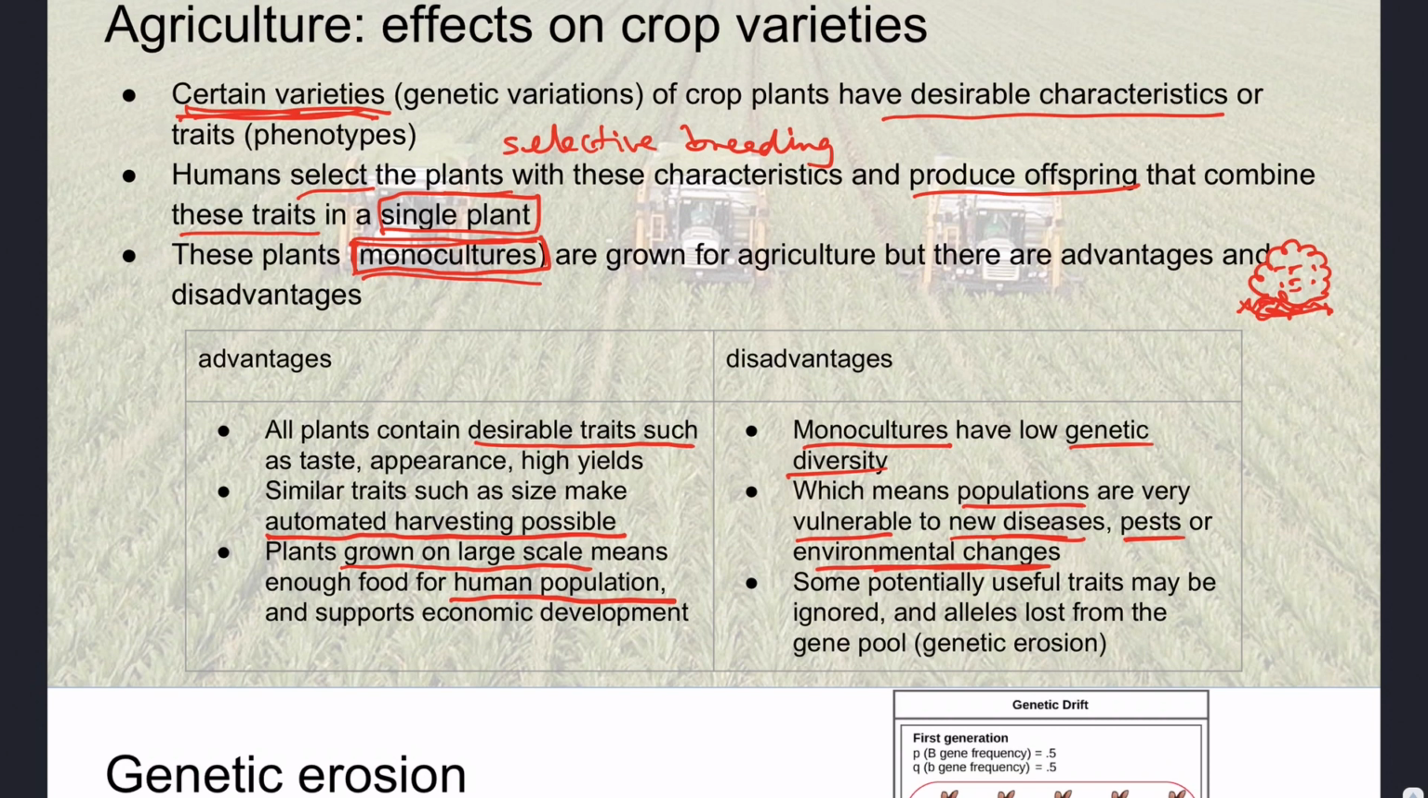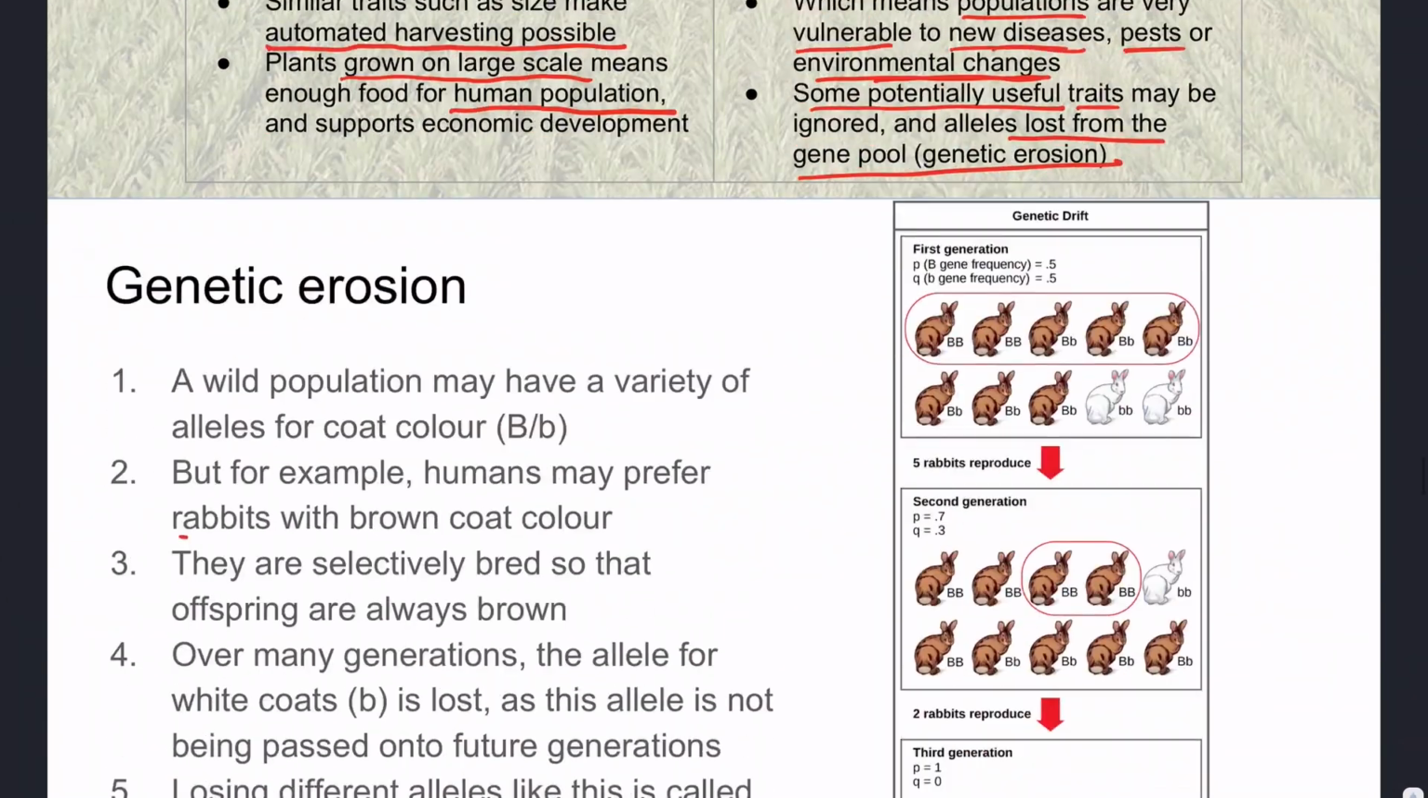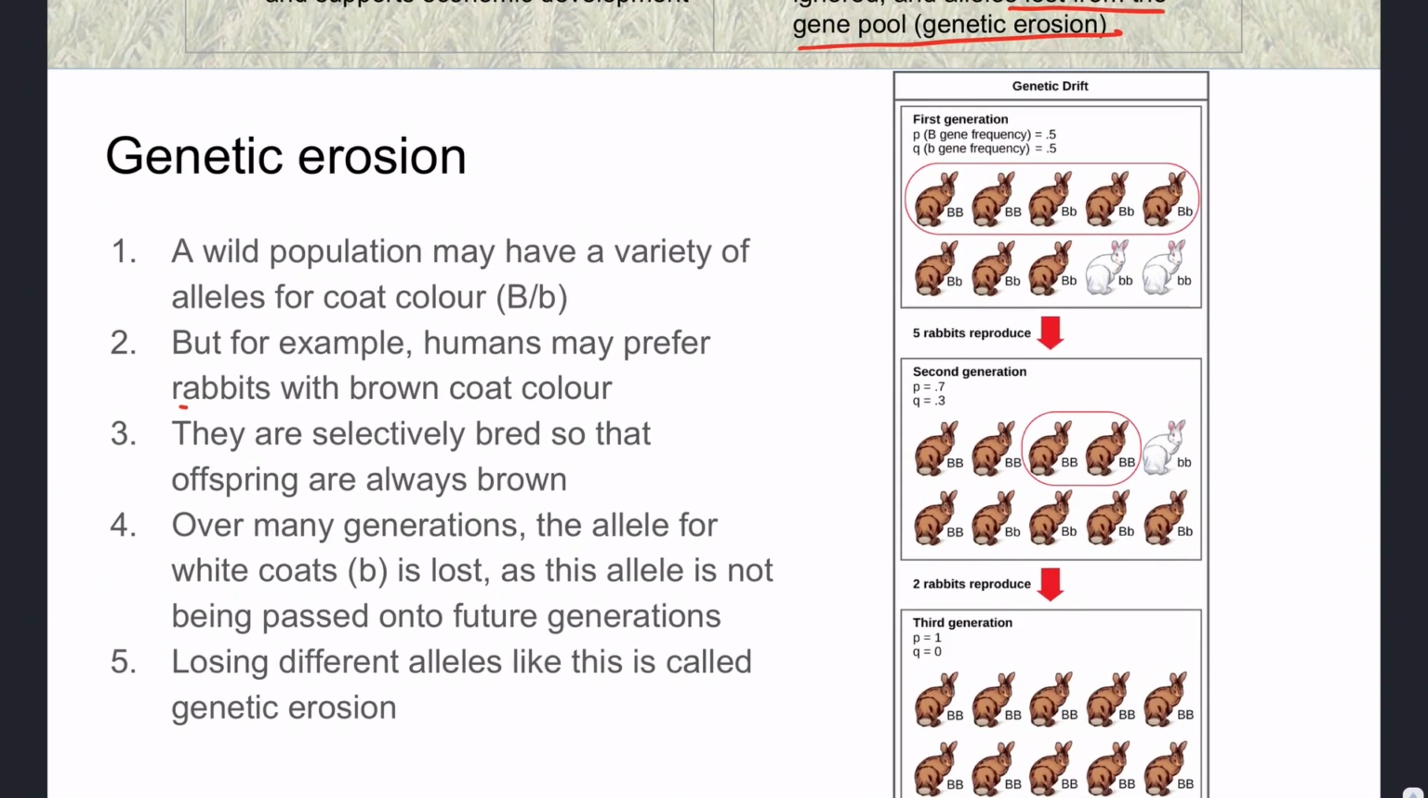Okay? The other thing is that as the humans concentrate on the characteristics that are useful to them for now, some potentially useful traits for the future may be ignored, and therefore those alleles are lost from the gene pool, and we'll look at an example of that next. This gradual loss of alleles is called genetic erosion, and one of the things that contributes to that is selective breeding. So let's have a look at how this could happen.